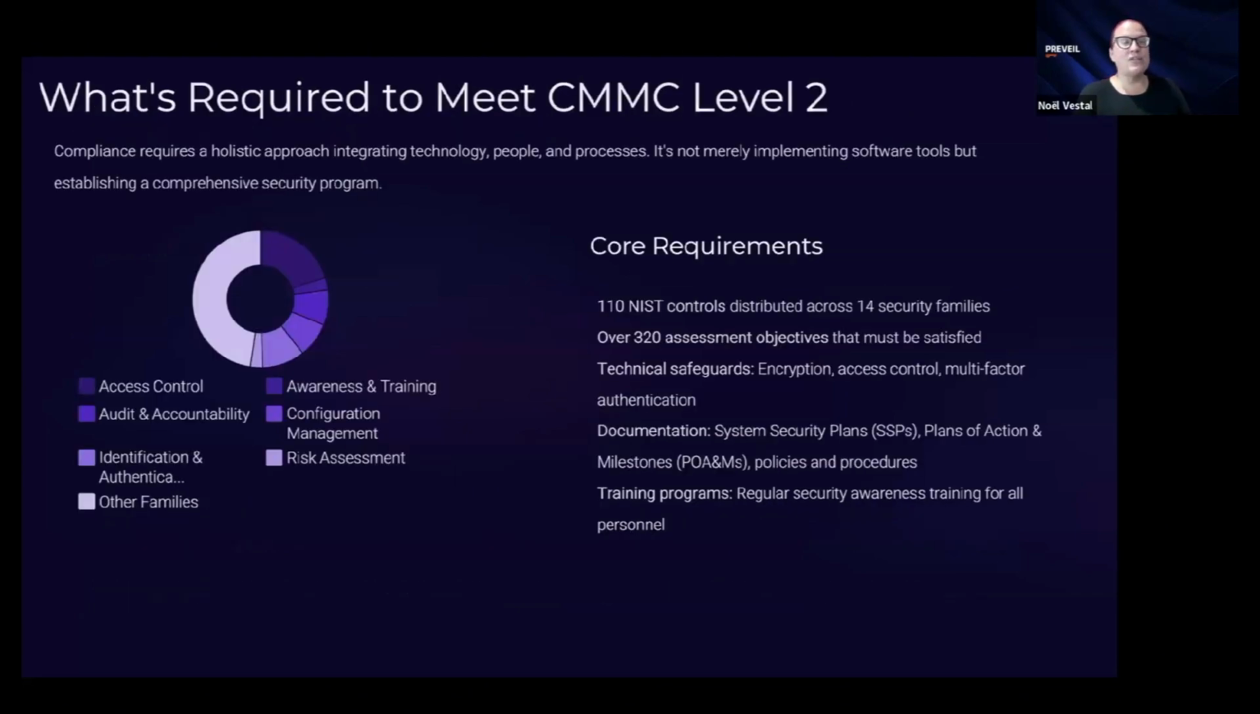Next slide, please. So what's required to meet level 2? This is the 110 controls and the 320 objectives. We just have it broken down, and you see on the left-hand side there are families. The big ones are access control, audit and accountability, identification and authentication, awareness and training, configuration management, and risk assessment. Those six families are most likely going to take up the most amount of your time and energy, quite frankly.